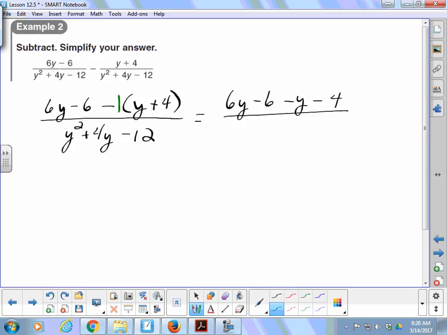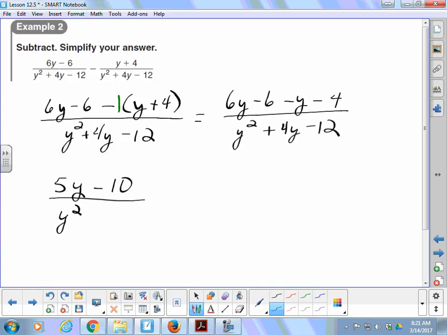Over y squared plus 4y minus 12. And the main thing here is, after you simplify it, check to see if we can do any canceling. So 6y minus y is 5y minus 10, and y squared plus 4y minus 12.